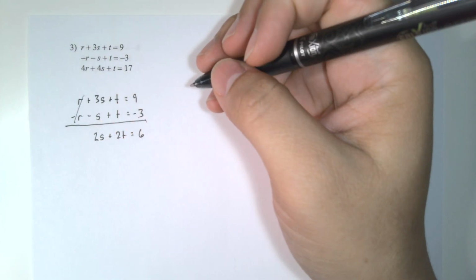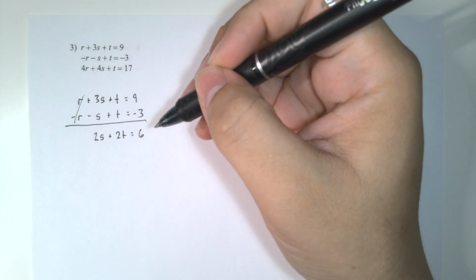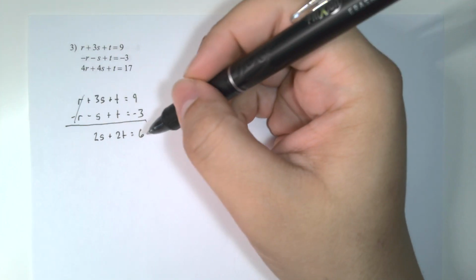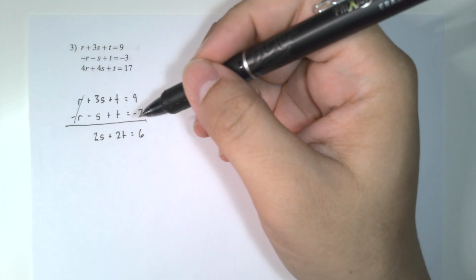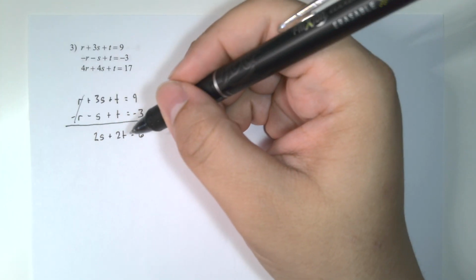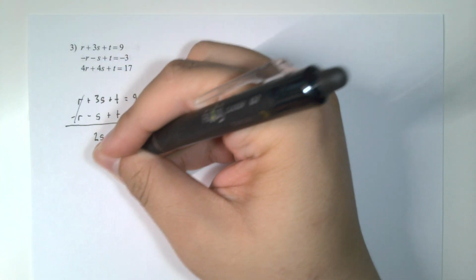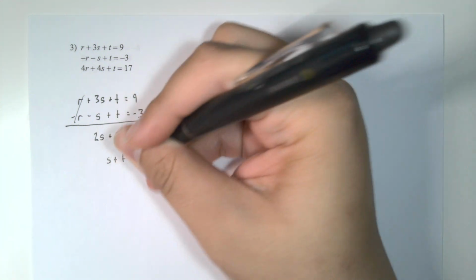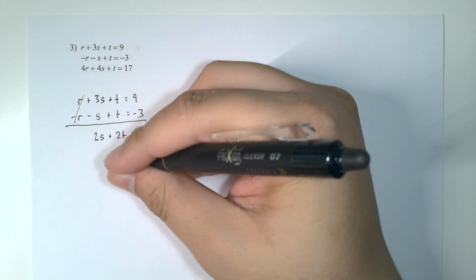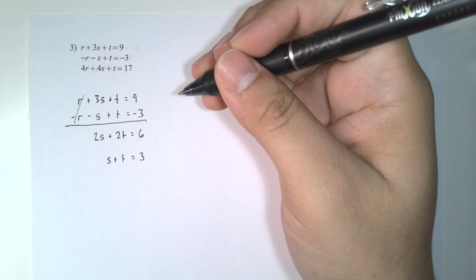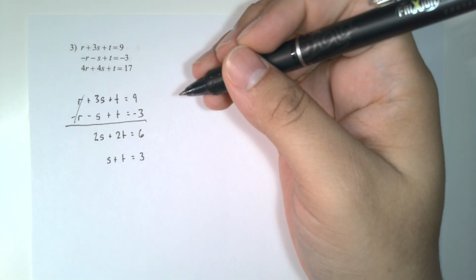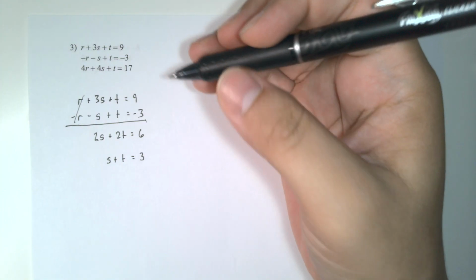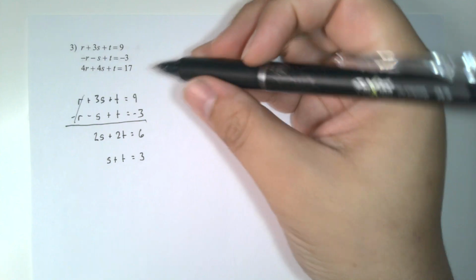Okay, and by the way, anytime we can, we should reduce our equations. Notice that all of these numbers are divisible by 2. We can really just write this as s plus t is equal to 3. If we can work with smaller numbers, we should. It'll make things a little bit easier for us. But this was using equations 1 and 2.